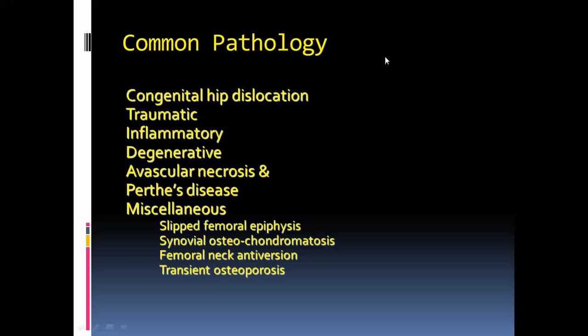should be also considered. But the common pathology are these group: the congenital hip dislocation, trauma, inflammation, degeneration, avascular necrosis and Behçet's disease, and miscellaneous conditions as osteoporosis and slipped femoral epiphysis and chondromatosis and femoral neck anteversion.